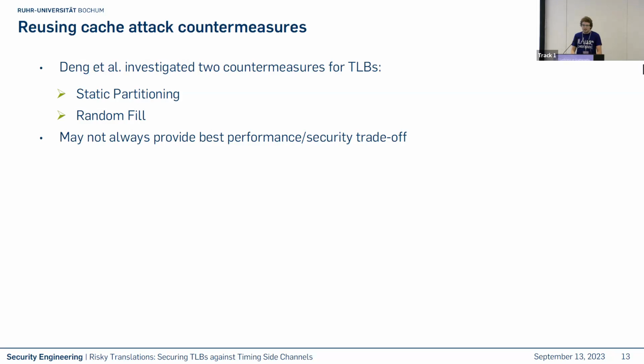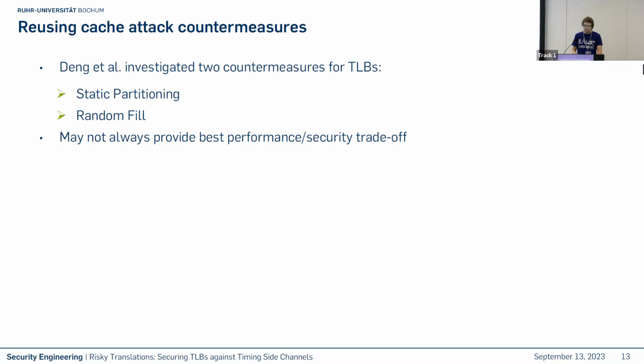Previously, Deng et al. investigated 2 countermeasures in relation to TLBs, and that was static partitioning and random fill. So static partitioning basically splits the TLB into 2 parts, a secure and unsecure part, and the random fill method just fills the TLB with random translations. And these are all good methods. However, what we found is that in a general purpose computing environment, they may not always provide the best performance security trade-off.